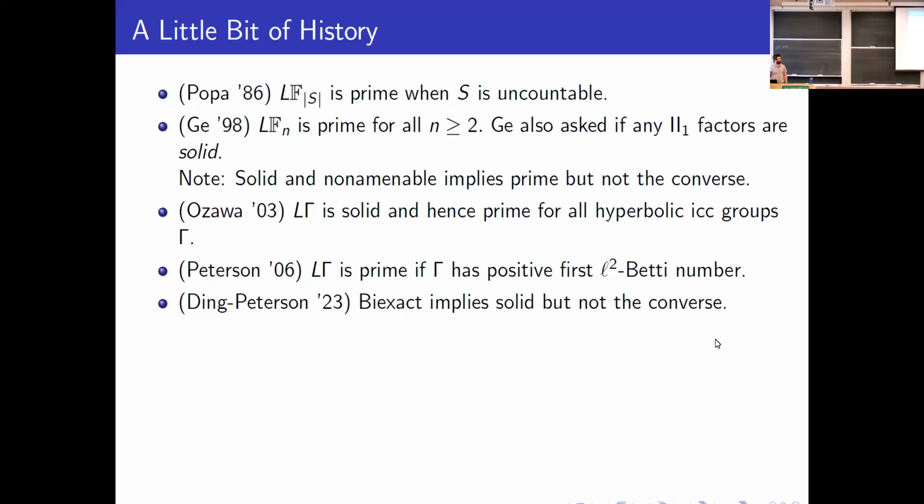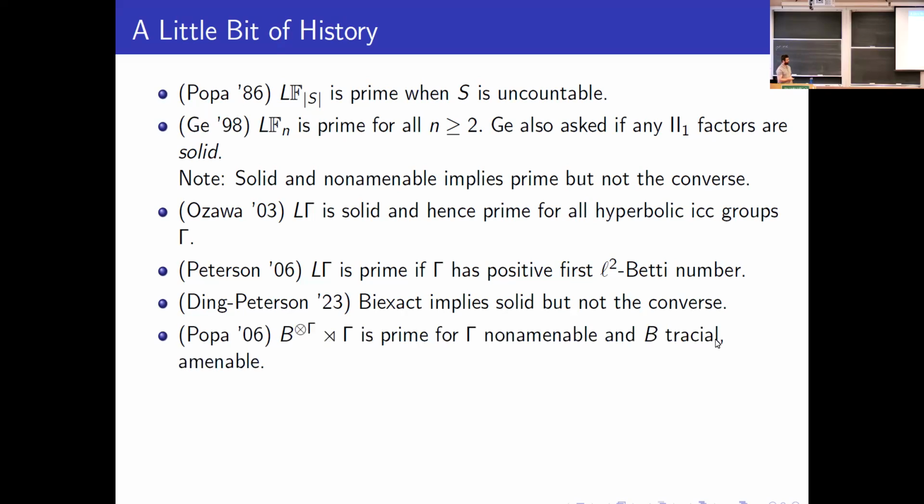And then like Chang was talking about earlier, biexact, at least for von Neumann algebras, implies solidity, but the converse is false, again, at the von Neumann algebraic level. And I guess I kind of think of all these results, and there's more in between, as very group theoretic, right? I mean, the last one is not literally group theoretic, but it's inspired at least by group theory. So these are all examples of when L gamma is prime.